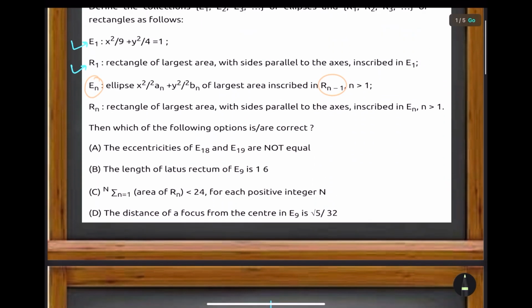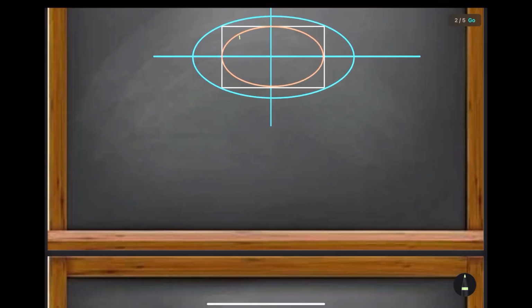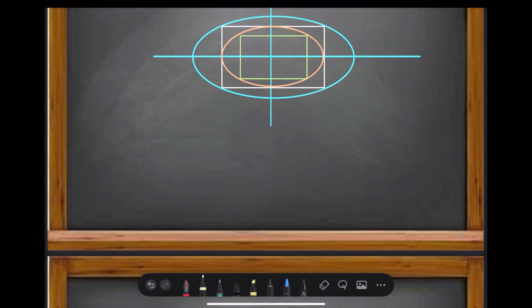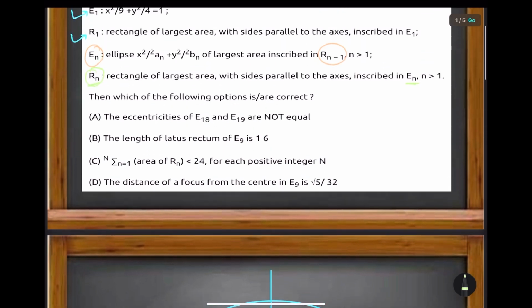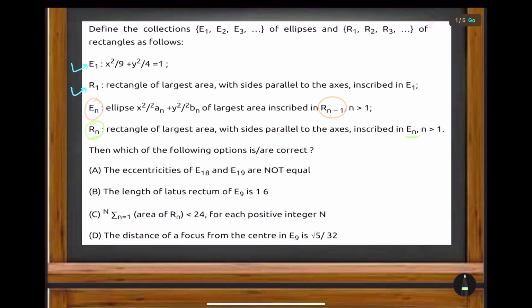Now, who is Rn? Rn is the rectangle of largest area with sides parallel to the axes inscribed in En, n greater than 1. So R2 is inside E2. Again you will have a rectangle inside this ellipse, and this process will keep on going. So you will have ellipse, then inside it a rectangle, inside it an ellipse, rectangle, ellipse, rectangle, and this thing will keep on going. Now, which of the following options are correct?